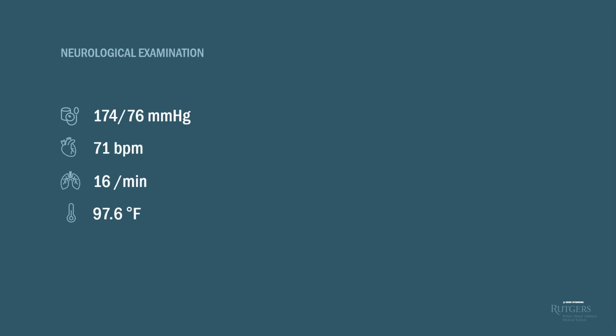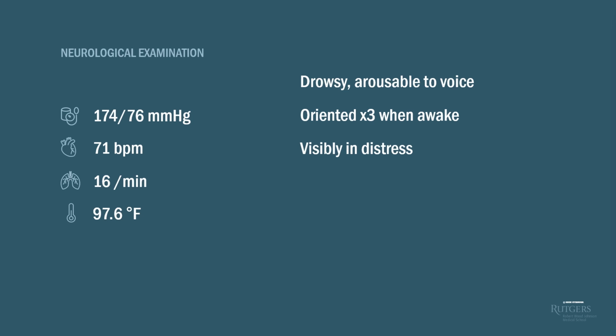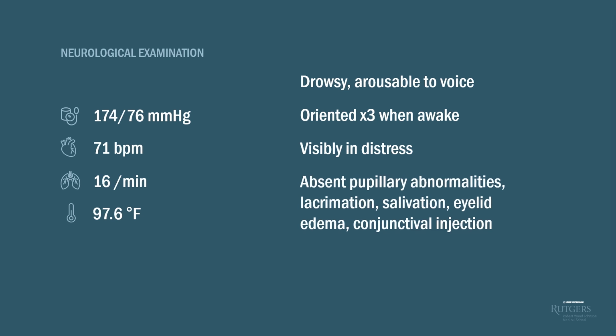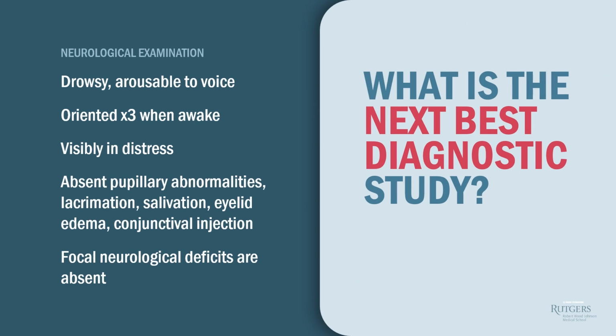On initial evaluation, blood pressure is elevated. Remaining vitals are normal. She is drowsy, but easily arousable to voice. When awake, she is oriented to person, place, and time, and follows commands. She appears to be in distress from head pain. There are no pupillary abnormalities, lacrimation, salivation, eyelid edema, or conjunctival injection. Focal neurological deficits are absent. What is the next best diagnostic study?